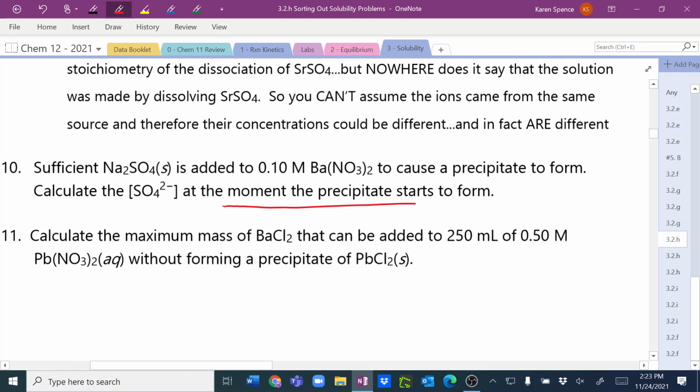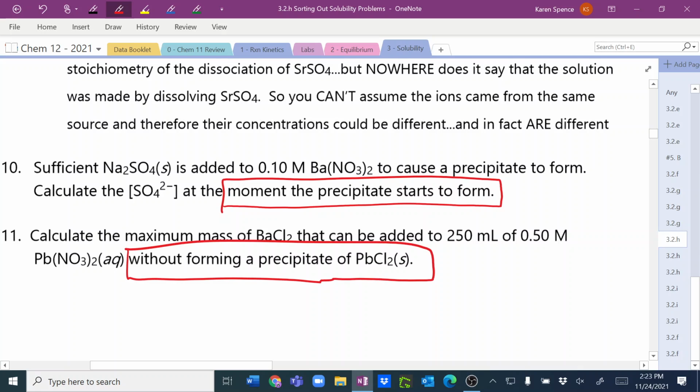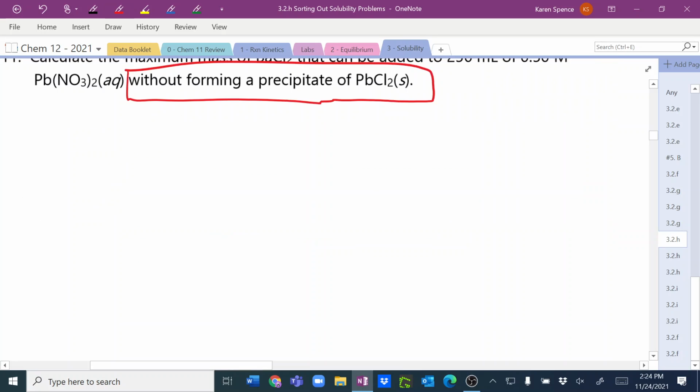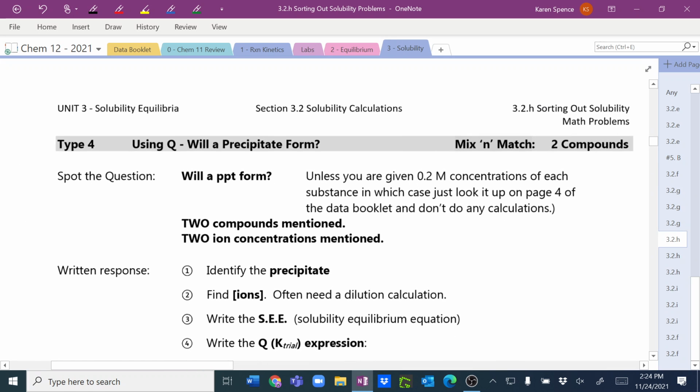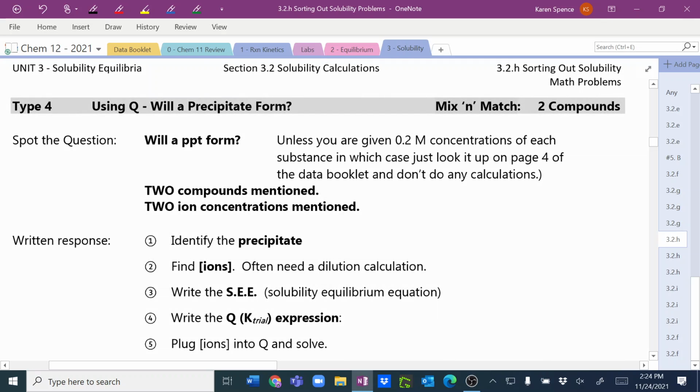The moment a precipitate starts to form, okay? Without a precipitate forming, what type are we on now? Type 4. Oh, these are Q. Q is nice because if it says will a precipitate form, unless you are given 0.2 molar concentrations, what happens if you're given 0.2 molar concentrations? Those are big, high concentrations.